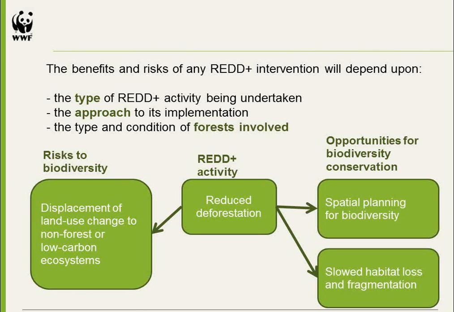So let's take an example. Let's look at the REDD+ activity of reducing deforestation. There are risks to biodiversity from efforts to reduce deforestation if these efforts do not address the drivers of deforestation and displacement of land use change occurs in non-forest or low-carbon ecosystems, which may be important for biodiversity. However, if efforts to reduce deforestation also consider areas of importance for biodiversity, for example through spatial planning for biodiversity, this could potentially have a positive impact.